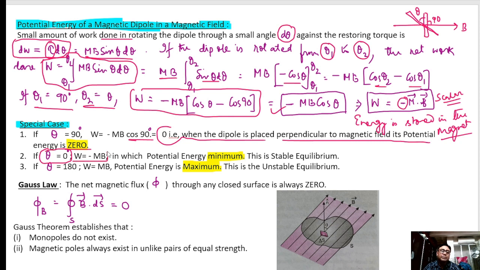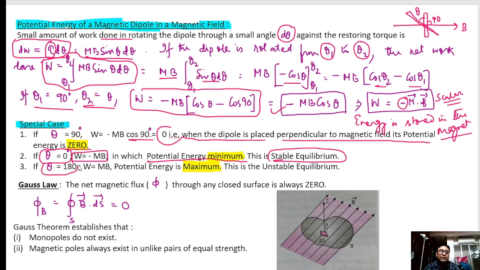Second, if theta is 0, W is minus MB. So this is the minimum potential energy and it is in the stable equilibrium. That means you are bringing it along the direction of the magnet.